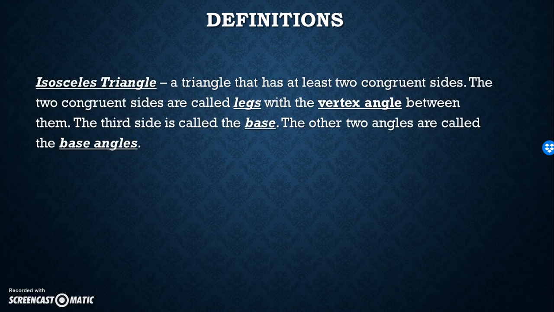Isosceles triangle has two congruent sides. The two congruent sides are called legs. They create a vertex angle. The third side is called the base. The other two angles are called the base angles.